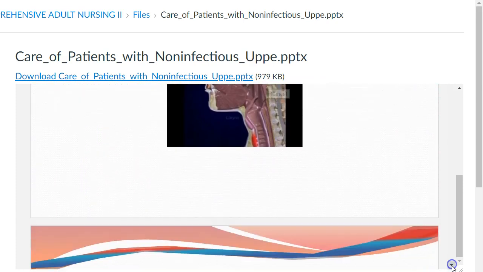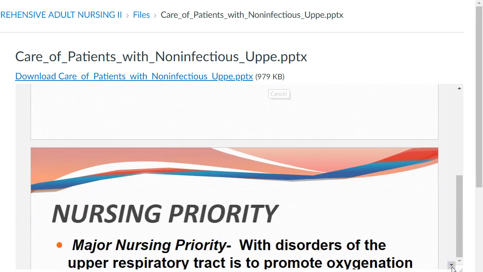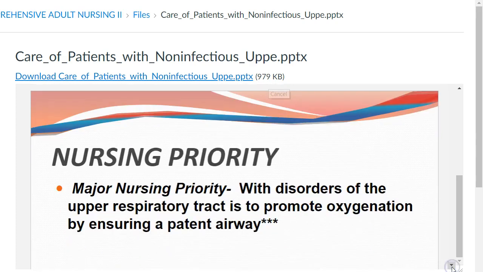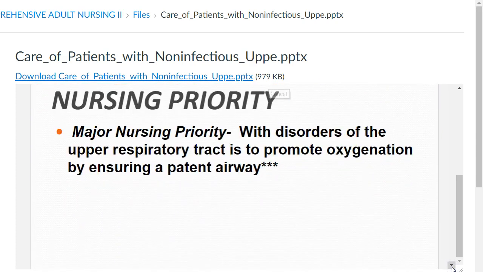We're going to talk about that when we talk about patients that might have cancer of the larynx, how that really is a very serious situation, particularly if we have metastasizing of the tumor. But this is a very important slide when we think about nursing priority. Major nursing priorities with disorders of the upper respiratory tract is to promote oxygenation by ensuring the patient has a patent airway, and that's pretty understandable. But sometimes we do see some compromise in our patient's airway, and they do have some difficulty in their breathing. So we have to be able to assess that immediately and then intervene immediately.